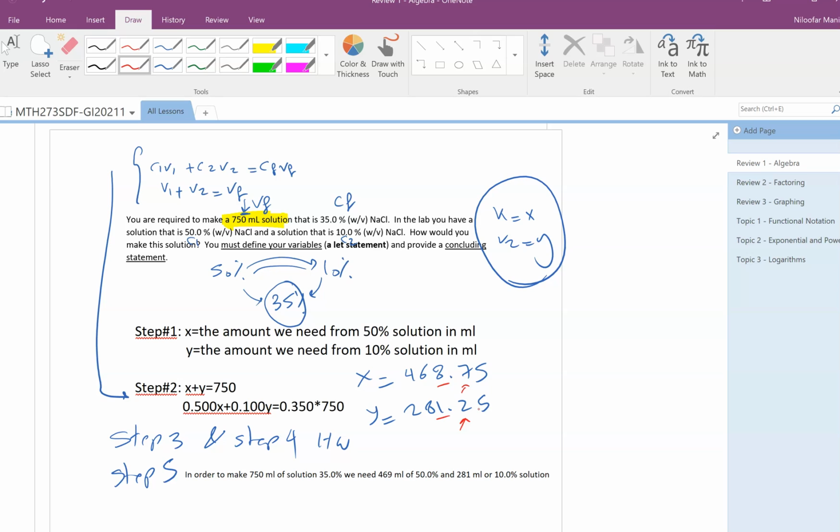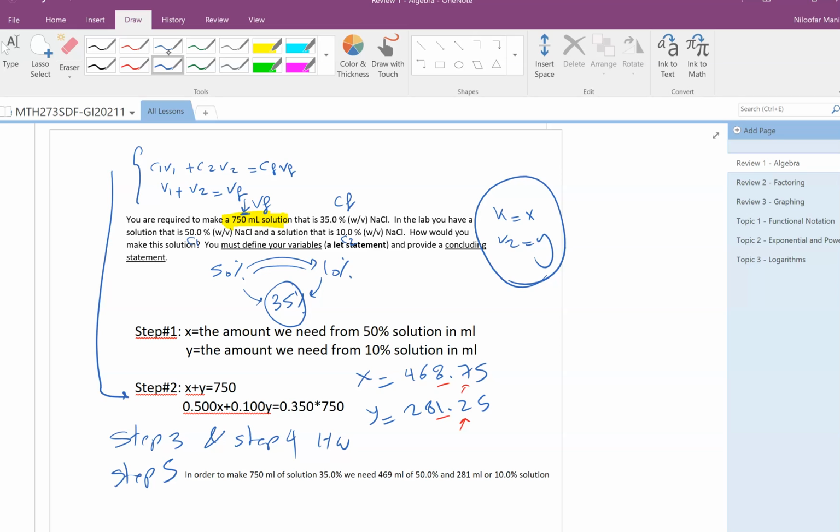When I round, I have to be careful if it still makes sense. When I check the answer using step number 4, I check the answer before rounding. But when I round it, I have to make sure it's still 750 milliliter, and it is. So these kinds of word problems, either number problem, which comes next, or mixture problem like this, or value or money, which was the first one.